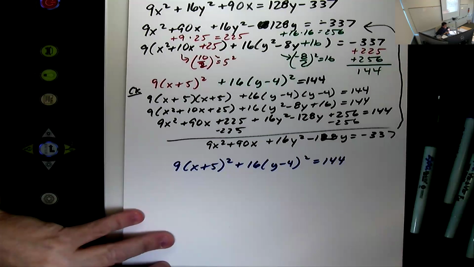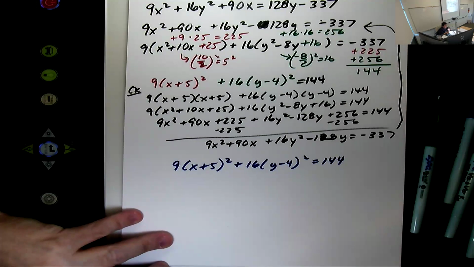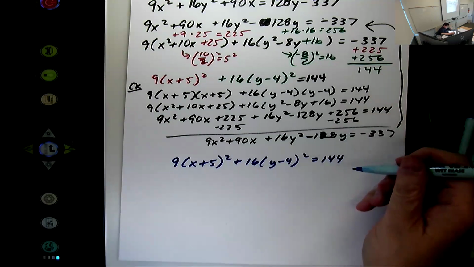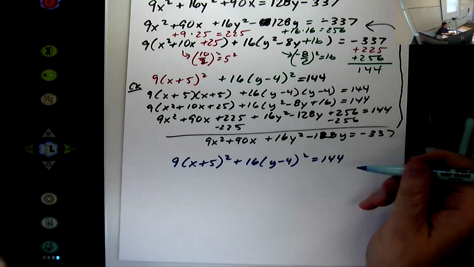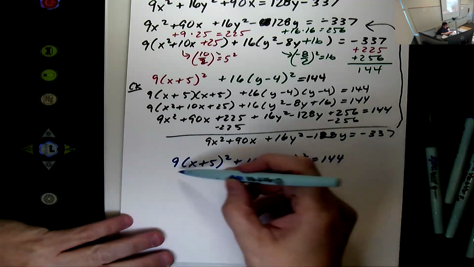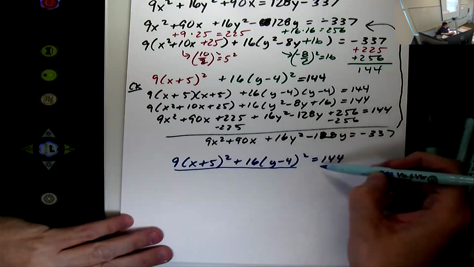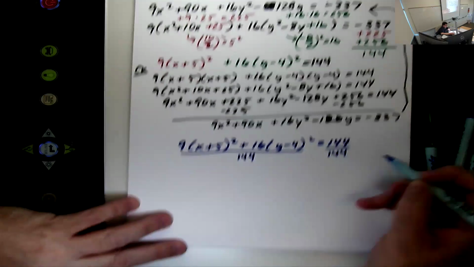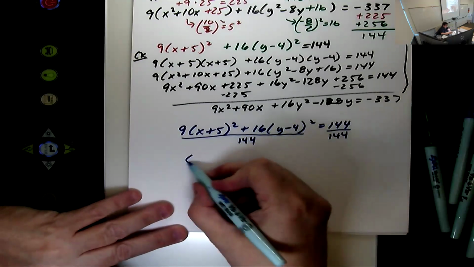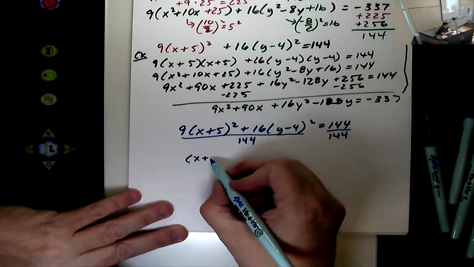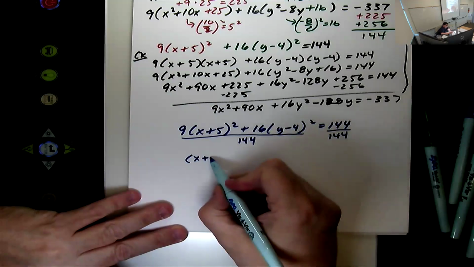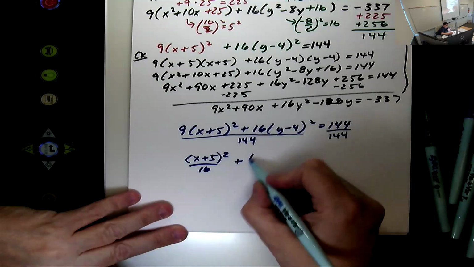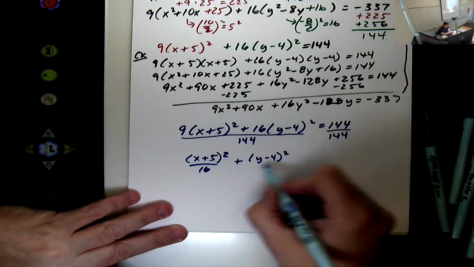How do I finish this off? We divide the outside of the equation, throughout the other side of the equation, I guess. By what? By 144. We do that, I think 9 times 16 is 144. So this should be over 16, and the other one should be over 9.